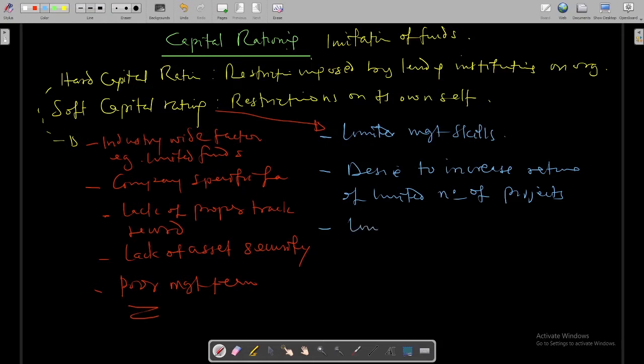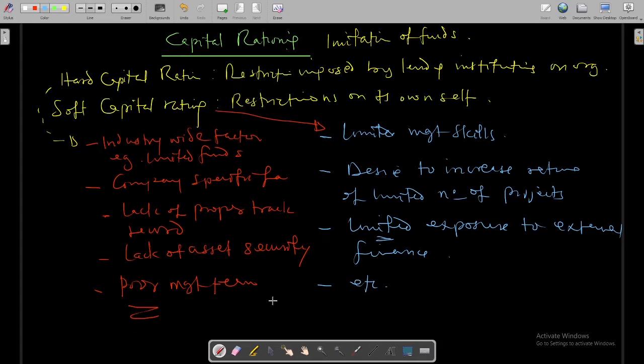The next one is limited exposure to external finance. The company might not even be listed on a stock exchange to be able to access a large pool of funds. So if they have a limitation on how much they can raise, that will be soft capital rationing. So these are a few examples of factors that may cause hard and soft capital rationing.